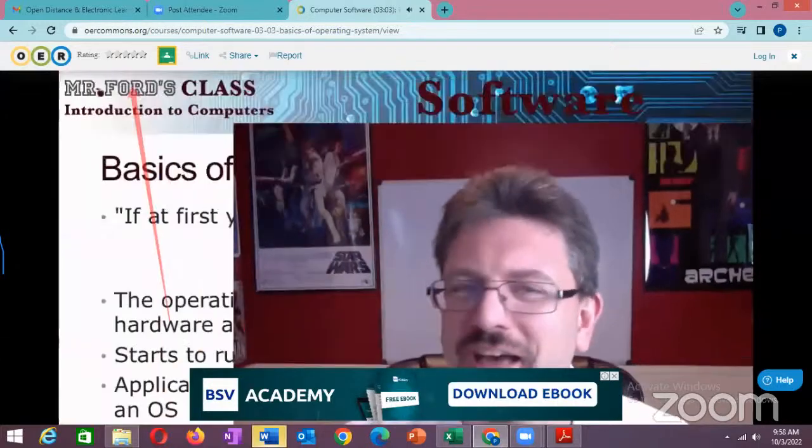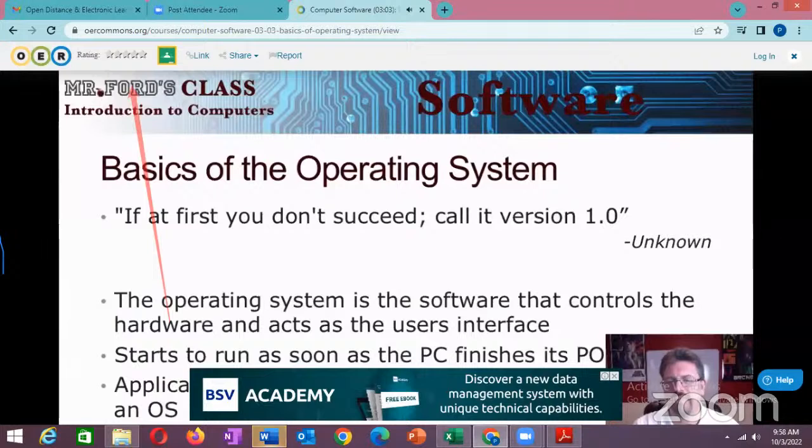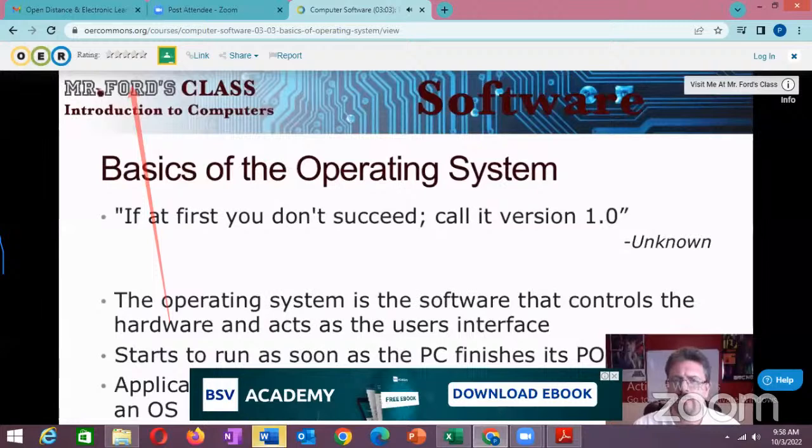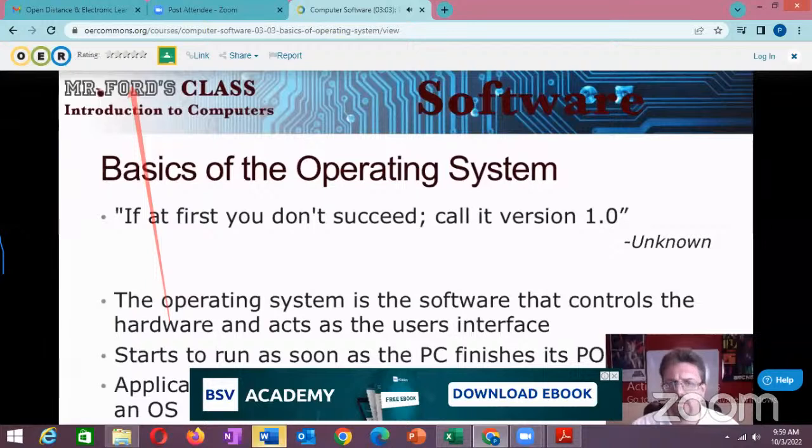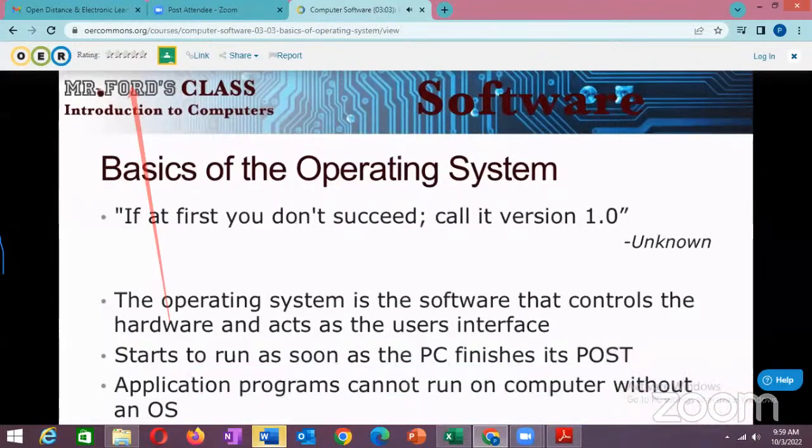Pretty much, the operating system is the software that controls the hardware and acts as the user interface. What I mean by this is that the operating system controls your hardware. It allows you as a user to interact with things like your hard drive, your audio devices, your video devices. You can adjust your brightness, your contrast. This is hardware information, and so the operating system gives you the ability to manipulate the hardware on your computer.